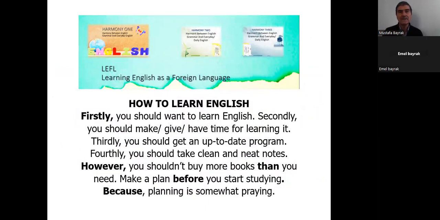Okay, now let's try to focus on the conjunctions in this composition. Okay, how to learn English. This is the most familiar topic to us. Okay. Firstly, you should want to learn English. Secondly, you should make time for learning it. Thirdly, you should get an up-to-date program. Fourthly, you should take clean and neat notes. However, you shouldn't buy more books than you need.